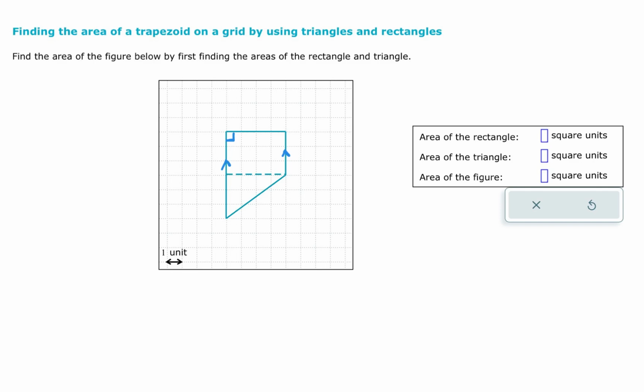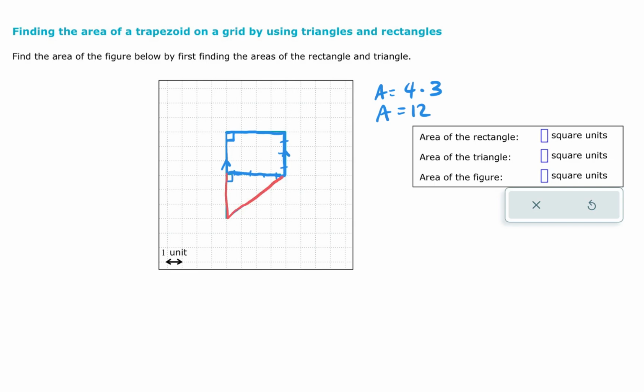The reason that's important is because this then becomes a rectangle. And because we know that this is a rectangle, we can multiply its base, that's 1, 2, 3, 4, times its height, that is 1, 2, 3, and get an area of 12 square units. Then this becomes a right triangle. Let me shade this in a different color.